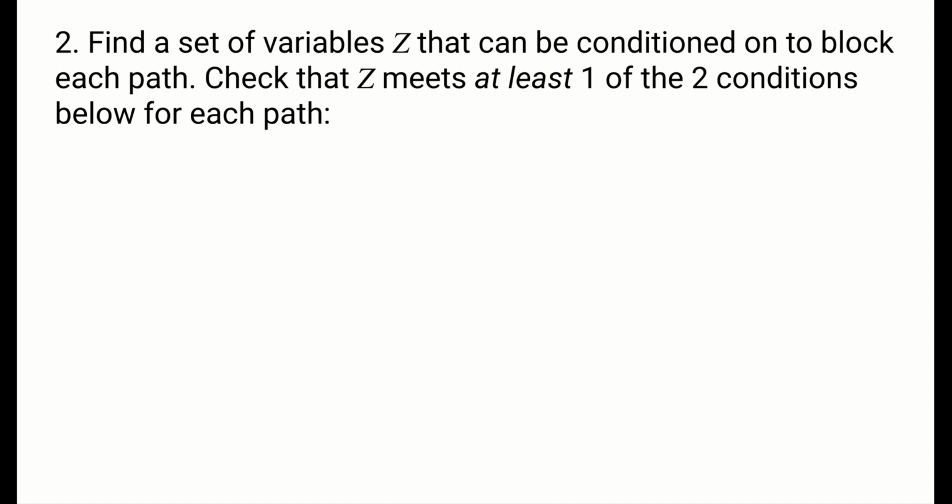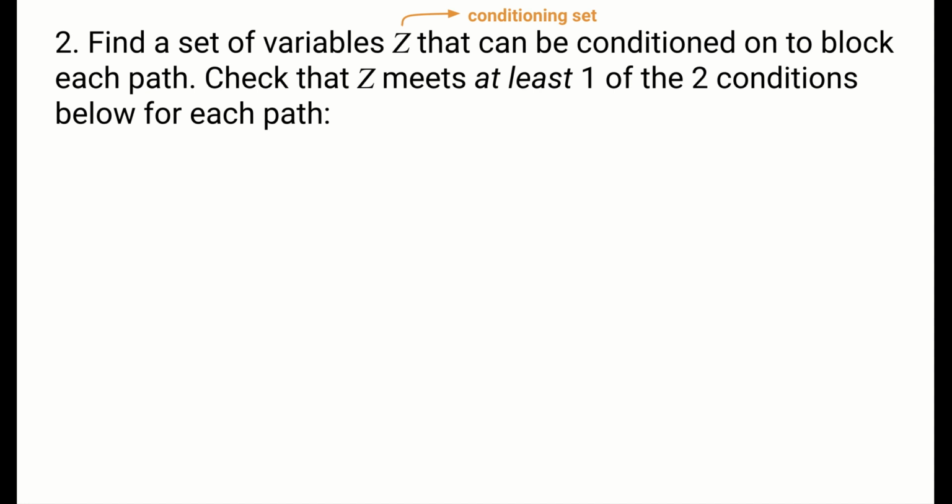The second step, which is also the last step, forms the bulk of the process. We want to find a set of variables that can be conditioned on to block each path, to block the flow of association along each path. We'll call this set Z and refer to it as the conditioning set. We're trying to find one single conditioning set that will work to simultaneously block all non-causal paths, rather than a separate set of variables for each path.